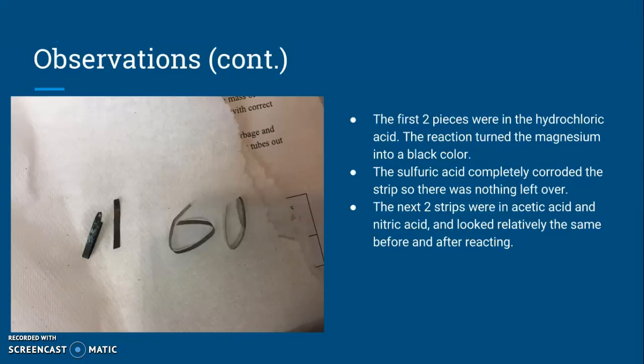Like we said before, the sulfuric acid fully reacted with the magnesium, so there was nothing left for us to look at in any of the runs. On the right are the magnesium strips that reacted with the nitric and acetic acid. They both look about the same as when we put them in, very silver still, and there wasn't much color change or change to the physical properties compared to the hydrochloric acid one.